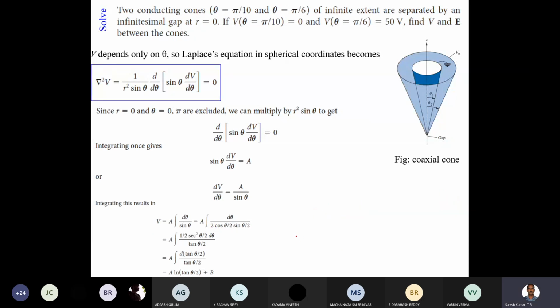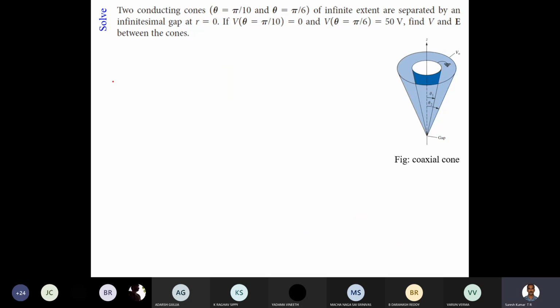So now we got the equation for potential, that is V equal to A natural logarithm of tan theta by 2 plus B. So you need to find the integral constants A and B. Any doubts until this step? Now let us apply the boundary condition.